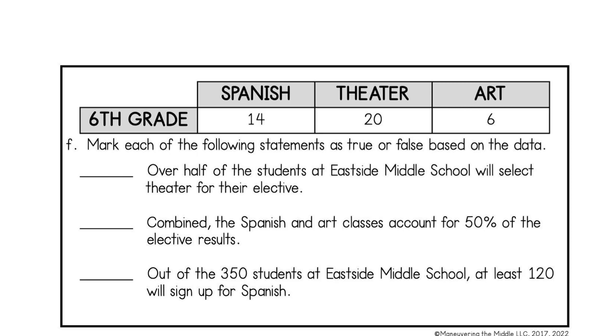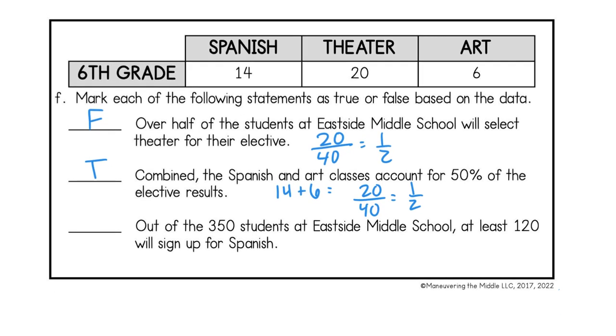All right, so now we need to use this information and mark if these are true or false. The first one says over half of the students at East Side Middle School will select theater for their elective. Well, we know there are 20 out of 40. That's exactly one half, so this is false. Next one, combined Spanish and art classes account for 50% of the electives. Well, Spanish is 14, plus art is 6. That's 20. 20 out of 40 is one half, or 50%. So that is true.